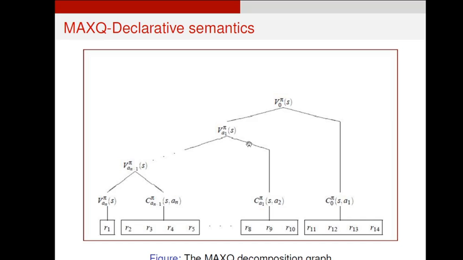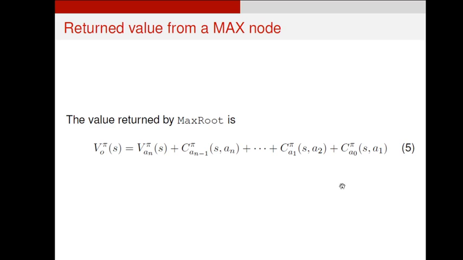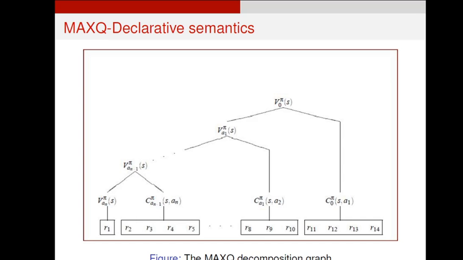This is the max, this is the q. The value returned by max root is... then how can we calculate the max root value? That means we split this entire MDP into different hierarchical subtasks. Then how can I calculate this max q value? This root node, max root 0. For that, you just go through the left direction.